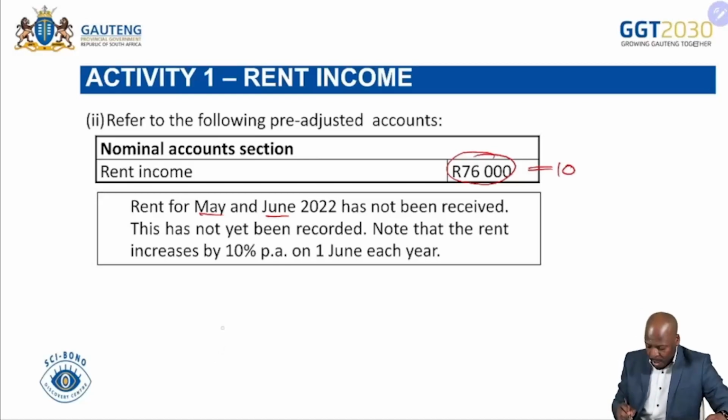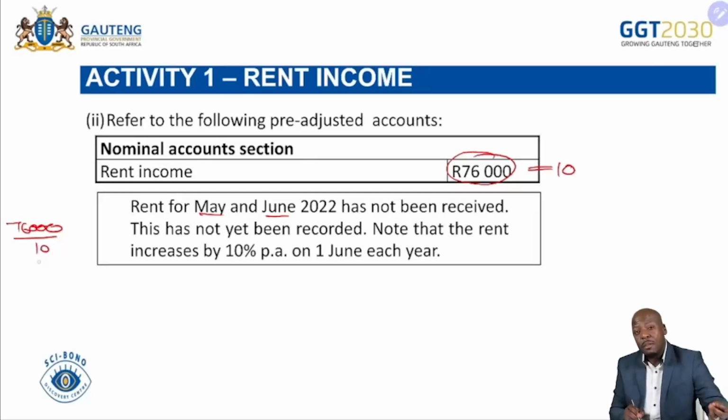Okay, so you can then say my 76,000, which is for 10 months, how much then will be the rent per month if we have received 76,000 for 10 months and the increase has not yet kicked in? The increase only starts in the month of June. So that means my 76,000 divided by the 10 months gives me my 7,600 per month. Okay, so the month of May, rent has not yet increased. So May is going to be 7,600.